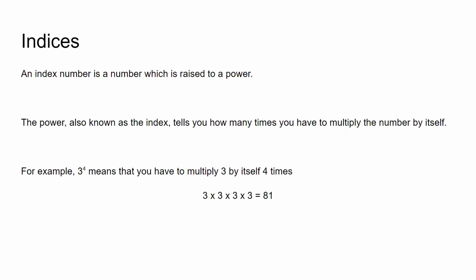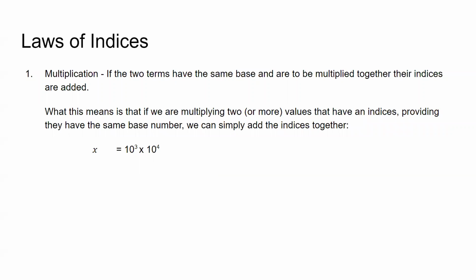An index number is a number which is raised to a power. The power, also known as the index, tells you how many times you have to multiply the number by itself. For example, 3 to the power 4 means you have to multiply 3 by itself 4 times. So 3 times 3 times 3 times 3, which is 81. There are 3 laws of indices.